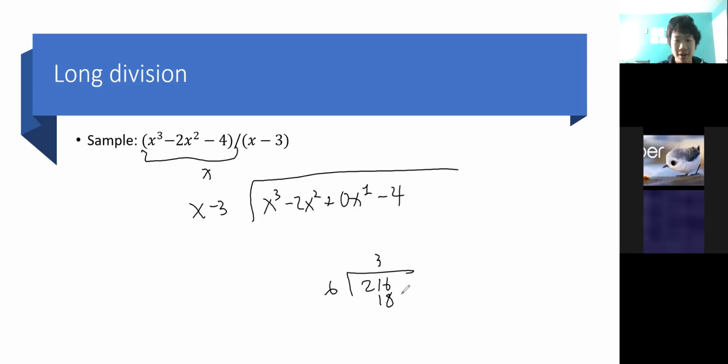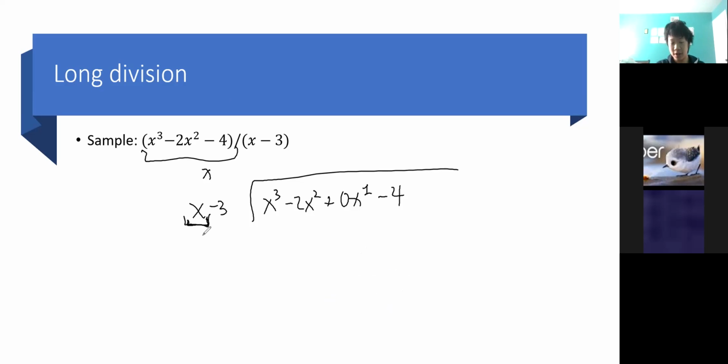That would be a disaster, right? So this is just to help us align our values here by adding the 0x to the first two. Okay. We do the same exact thing. How many x's? So actually here, we're going to look at the first term of each polynomial now.